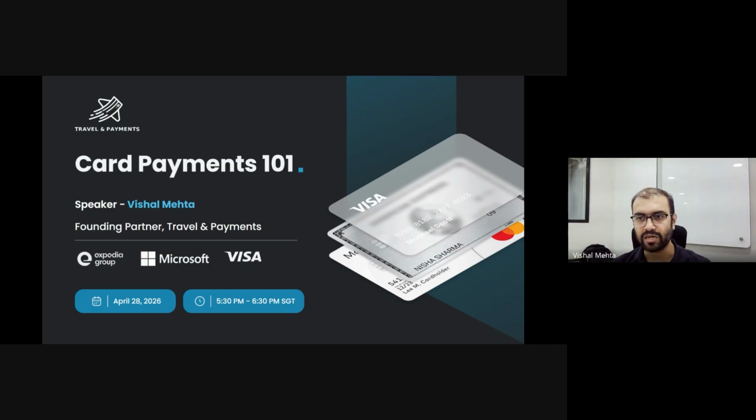With Visa, I was essentially working on the alternate payment methods. So I've stayed on the payment aggregator side as well. And I've also worked with another company for merchant payments. So I've seen a lot of it.